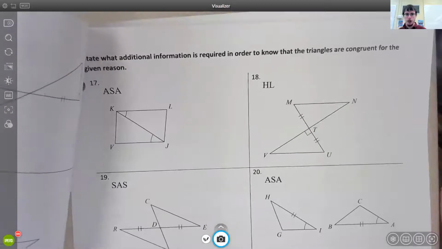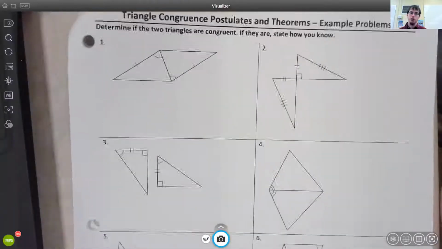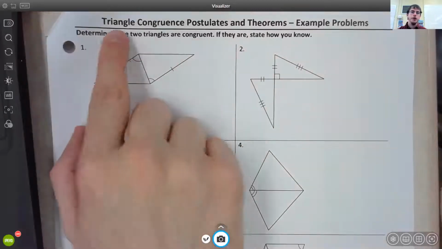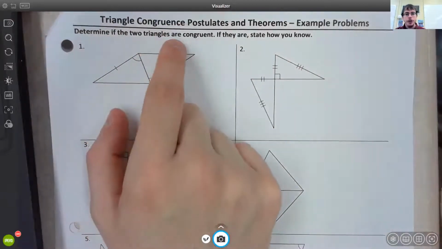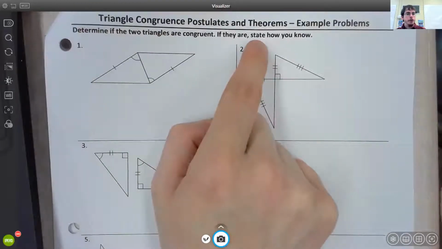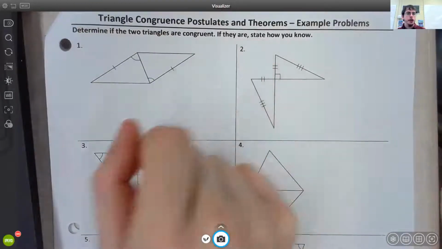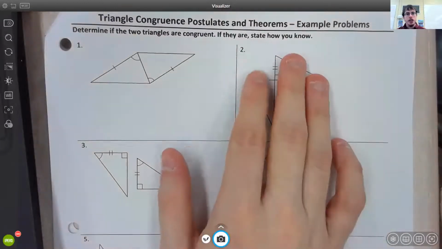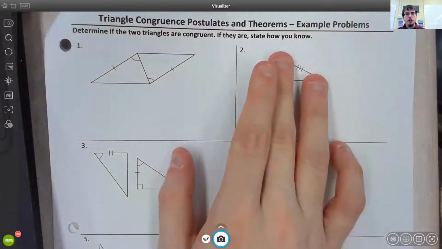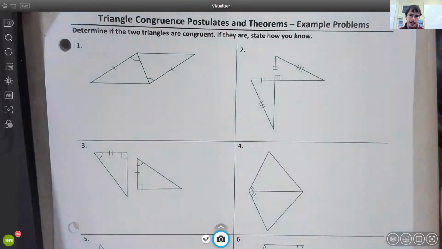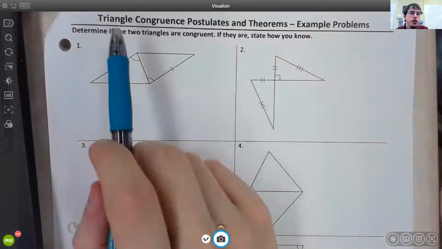These first handful of problems, and by handful I mean 16 problems, we're going to be working through together. It wants us to determine if the two triangles are congruent. If they are, it wants us to state how we know. We're going to be using one of those 5 postulates that we have: side-side-side, side-angle-side, angle-side-angle, angle-angle-side, and hypotenuse leg. Okay, so let's look at the first one here.